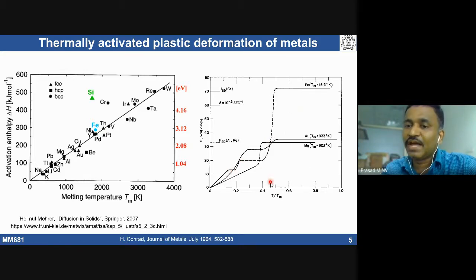So when you talk about high temperatures, we do talk about lattice diffusion. That lattice diffusion is basically almost close to the self diffusivities of the materials. At low temperatures, we do see grain boundary diffusion or pipe diffusion going to be the rate controlling process. Is it clear? Any doubts here?